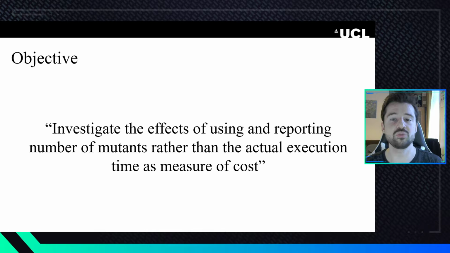So with that in mind, the objective of this work is to investigate the effects of using and reporting number of mutants rather than the actual execution time as a measure of cost when performing mutant reduction. For this end, we conduct an empirical study to determine differences between the proxy measure of number of mutants and the real execution cost of such mutants, the execution time.